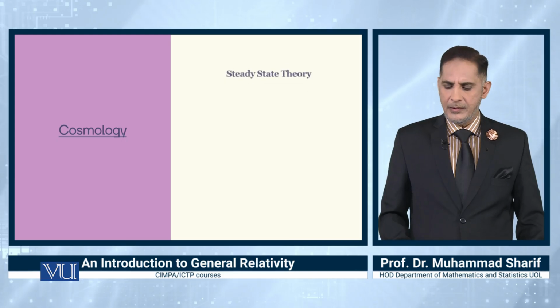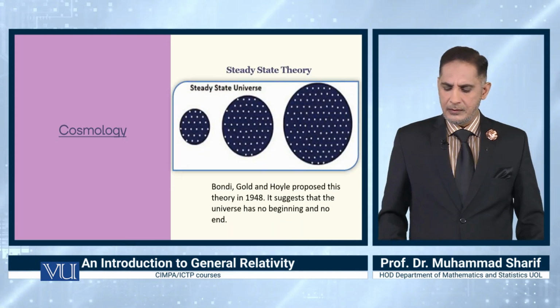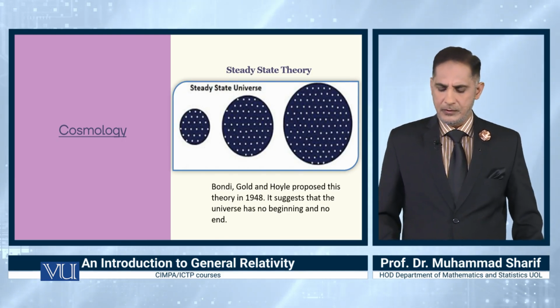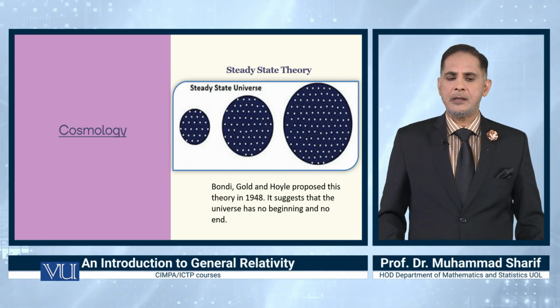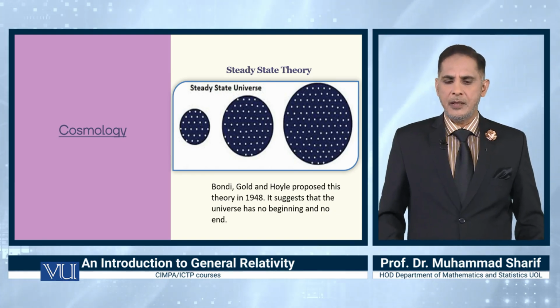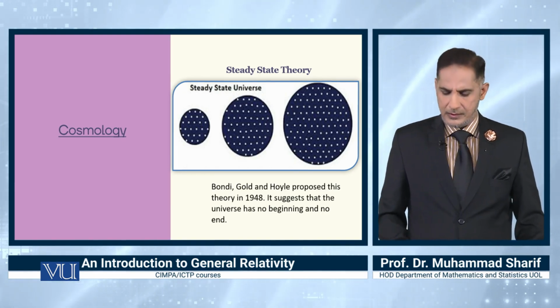And then the steady state universe. This was discussed and found by Bondi, Gold, and Hoyle. They proposed this theory in 1948. This model suggests that the universe has no beginning and no end.